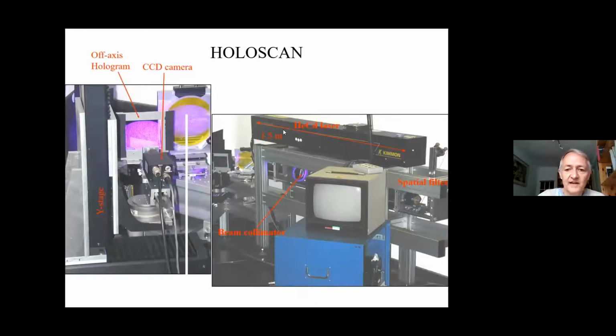Here is HoloScan, here's the laser, there's the beam expander. Here you can see the expanded beam. Here it is hitting the mirror. Here it is going through the off-axis hologram. And here you can see the camera and a magnification lens at the front. So we're looking at the image here.